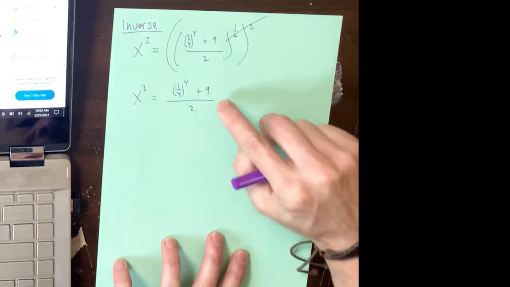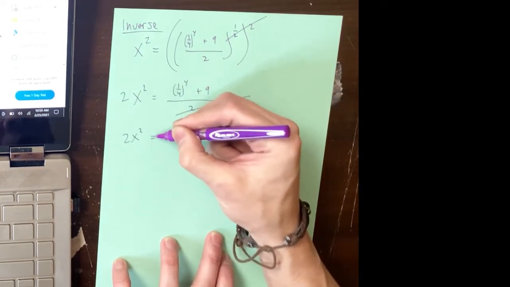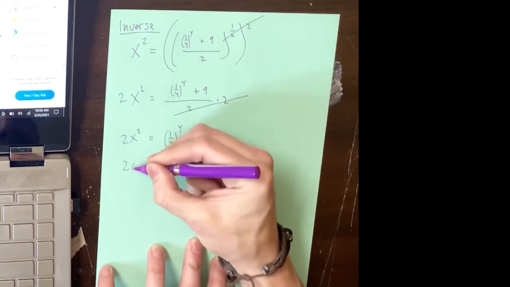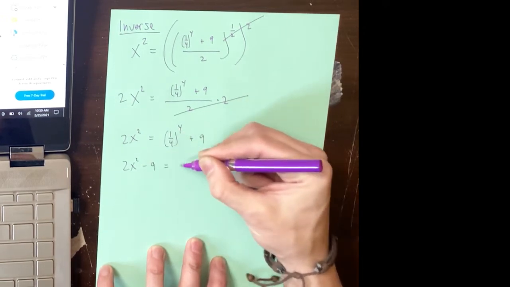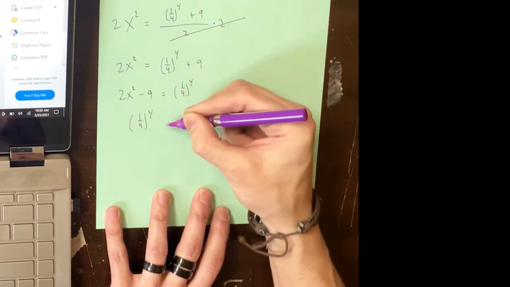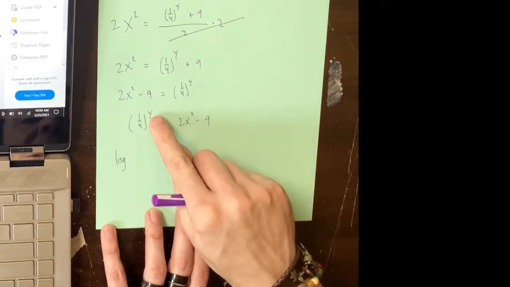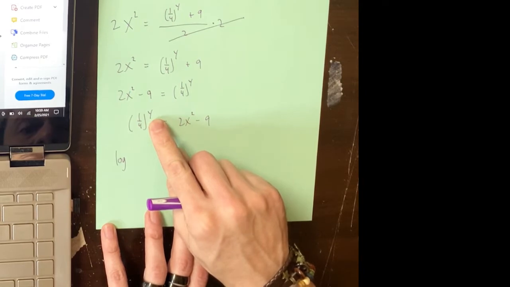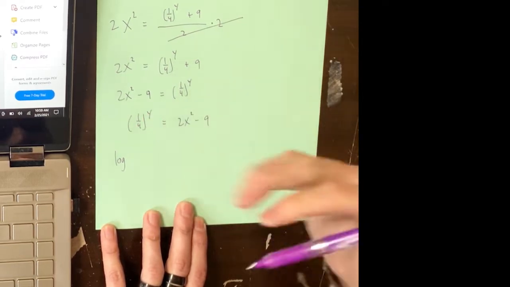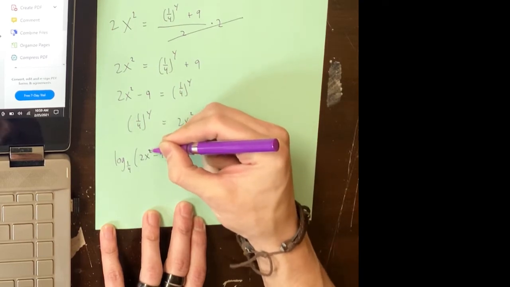And then we want y alone, so we can multiply both sides by 2. These are gone. So we have 2x squared equals 1/4 to the power of y plus 9. We can subtract 9 to the other side. And then we can switch the order of the equation so that we have the y on the left, everything else on the right. Now to get y alone, y is an exponent, so to get it by itself, we use a logarithm. So we're going to write this equation from exponential into log form, and that would give us the following quantity here. That'll just be y.